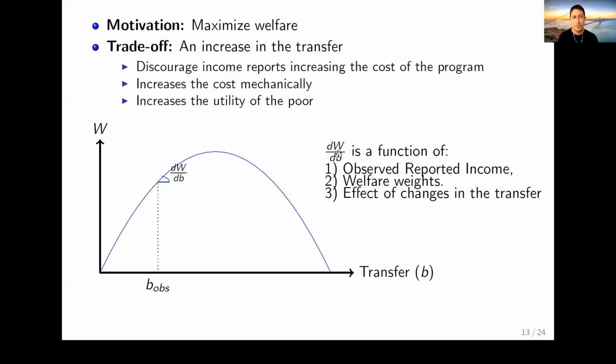So what I show in my paper is that this derivative here, which is basically trying to capture how much welfare increases if you increase the transfer, is a function of the observed reported income. That's something we get from the data. The second one is the welfare weights, philosophical parameters. And the third one is an effect of changes in the transfers. That's basically this elasticity, right? It's how much people are going to start reporting less income if we increase the transfer by a little bit.